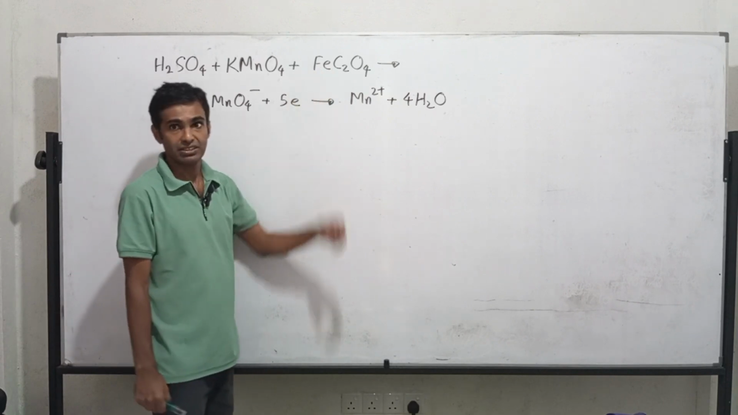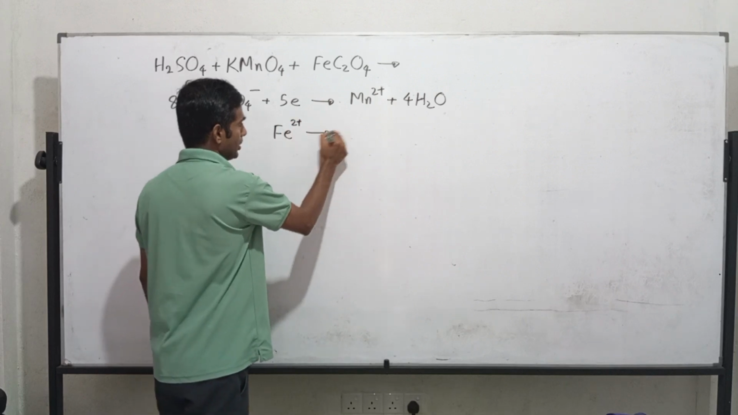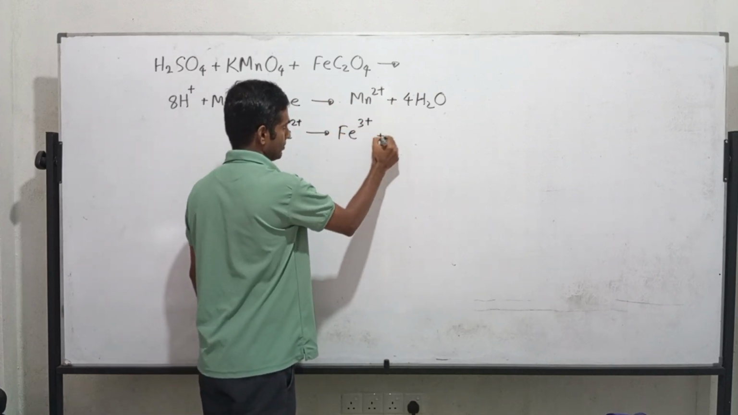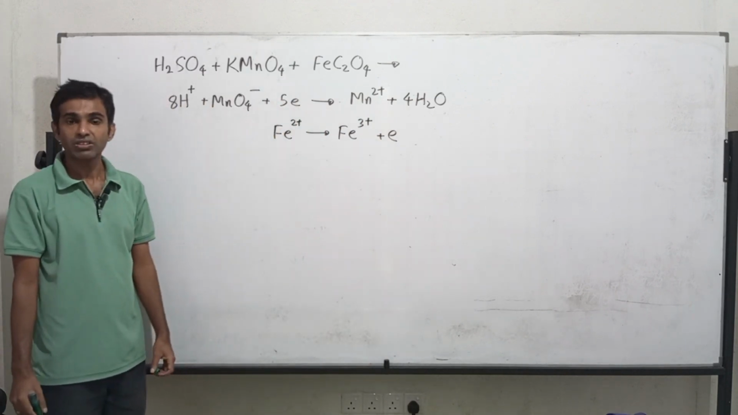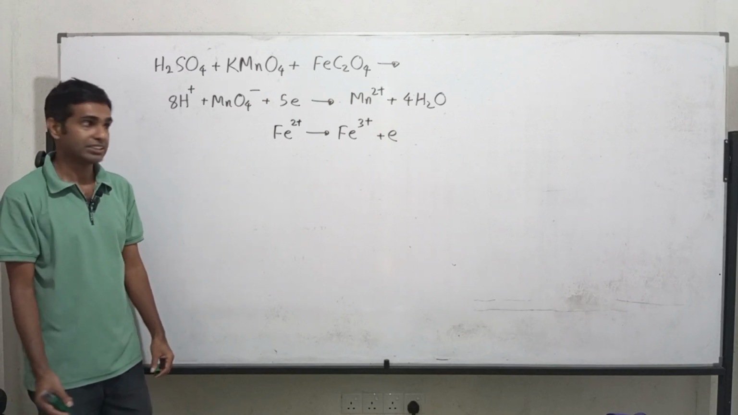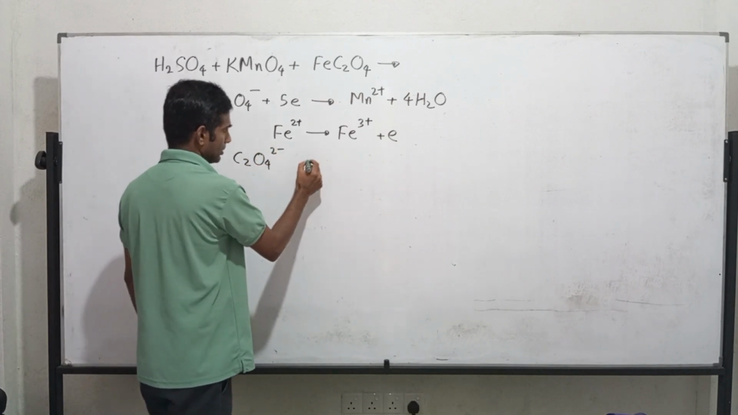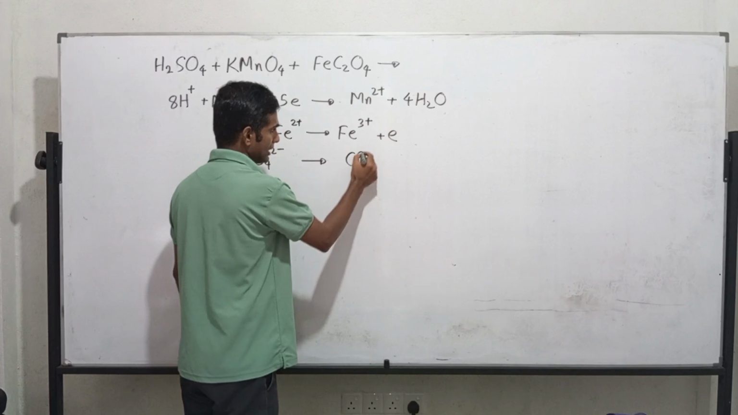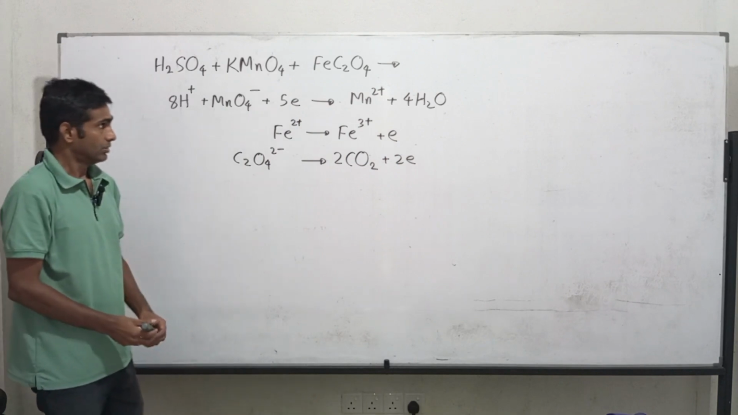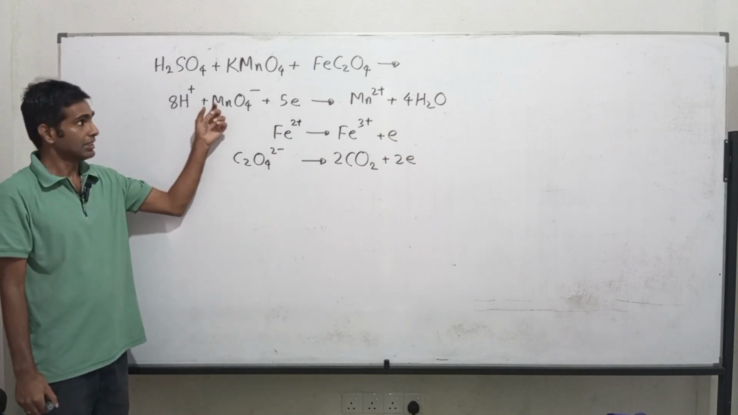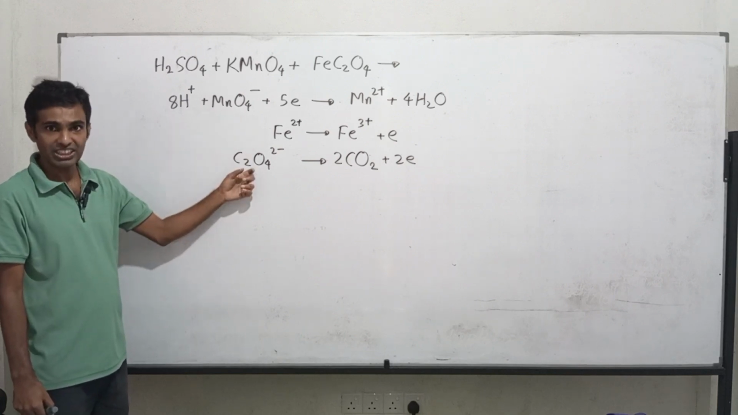Then what about ferrous ions? Ferrous ion can be oxidized to ferric ion. Then oxalate ions. Oxalate ion is a reducing agent. Oxalate ions oxidize to carbon dioxide. There is only one reduction reaction, but there are two oxidation reactions.